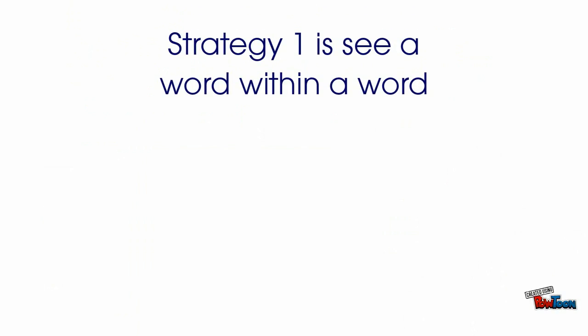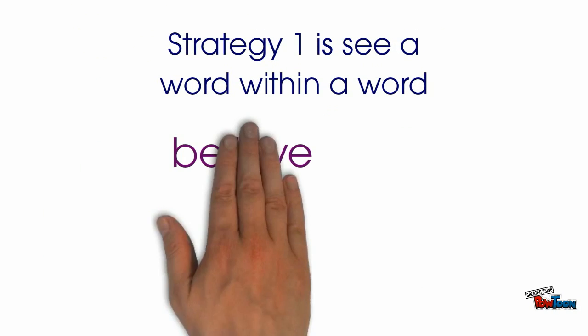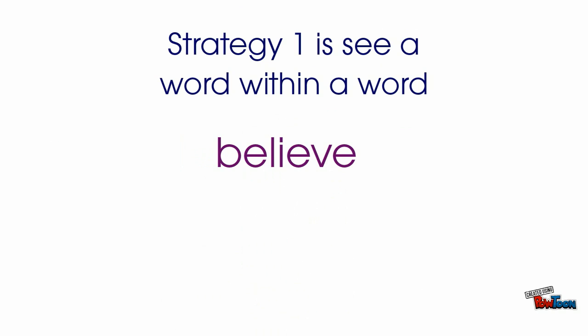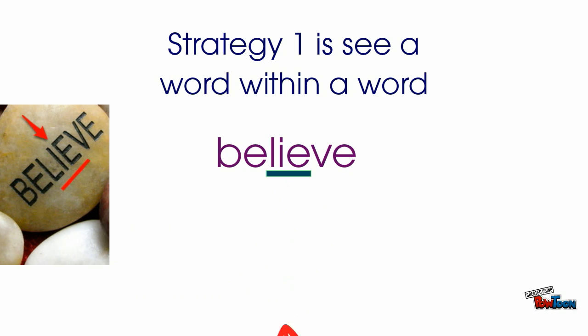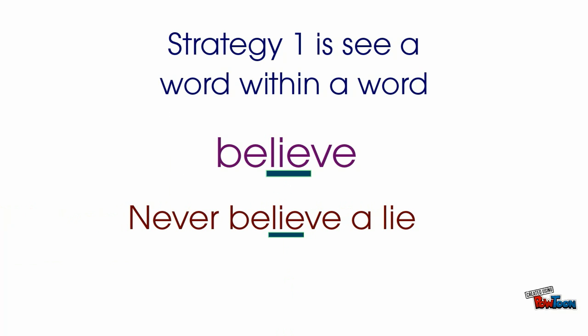Strategy number 1 is see a word within a word. Look at the word believe. It's got a tricky spelling pattern with the IE or EI pattern. What is it, EI or IE? Now, to help us remember, can you see the word in believe? That means to not tell the truth. The word within believe is lie. And we use a sentence to help us remember this. Never believe a lie.